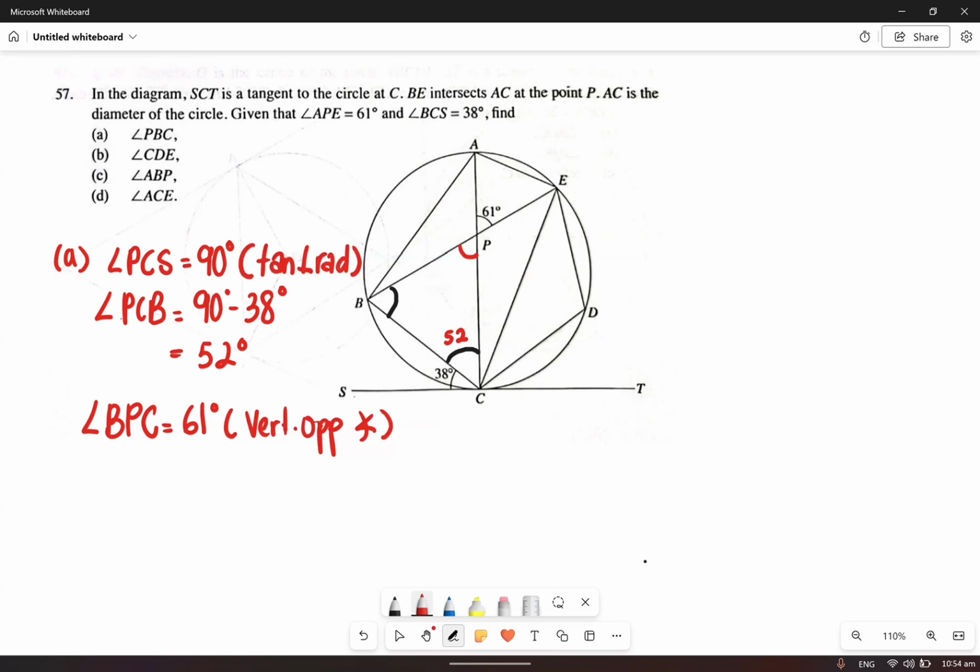So we know this is 61 degrees, right? So can we find this part over here, angle PBC? What is angle PBC? 180 degrees minus 61 degrees minus 52 degrees. Do you all understand? What is the reasoning for 180 minus 61 minus 52? That is the angle sum of a triangle. So then this becomes 67 degrees. Do you all agree or disagree?